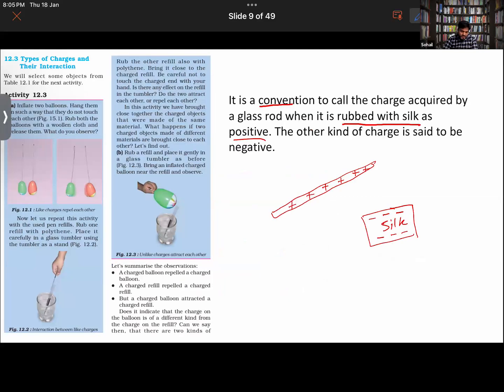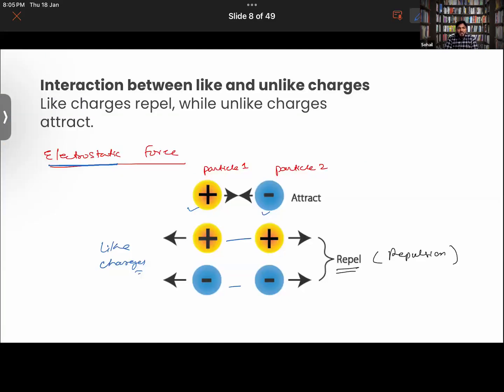So you get to see that static charge or electricity has two branches: one is static electricity and the other is current electricity. If we want to talk about which branch of electricity we are discussing, we are talking about static electricity. So when charges do not move, it is static electricity.